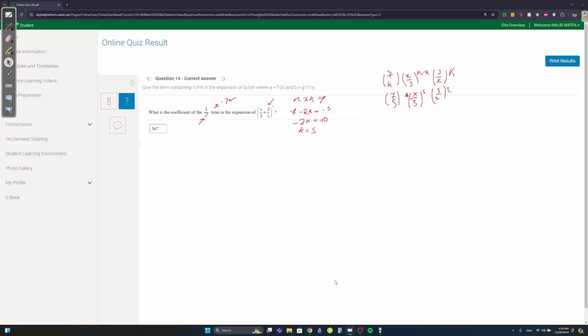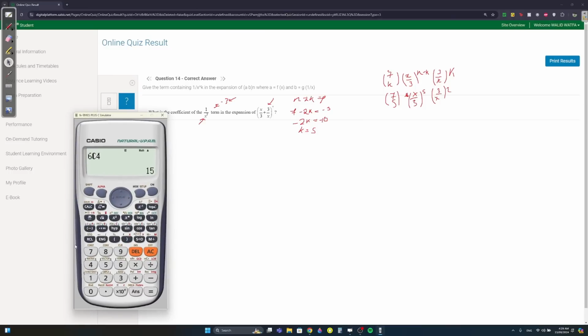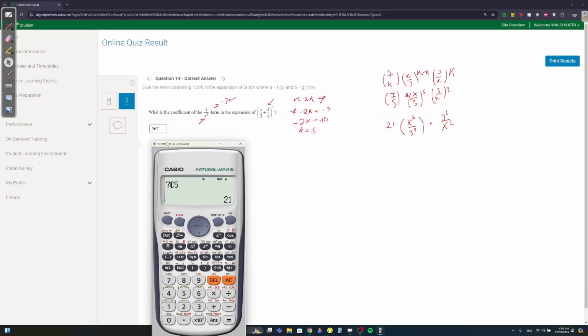7c5, 21. Okay, x to the power of 5 over 3 to the power of 5. I'm going to write it like this so it's a bit easier. You'll see why in a second. And it's going to be 3 squared over x squared. What's the answer? 567?